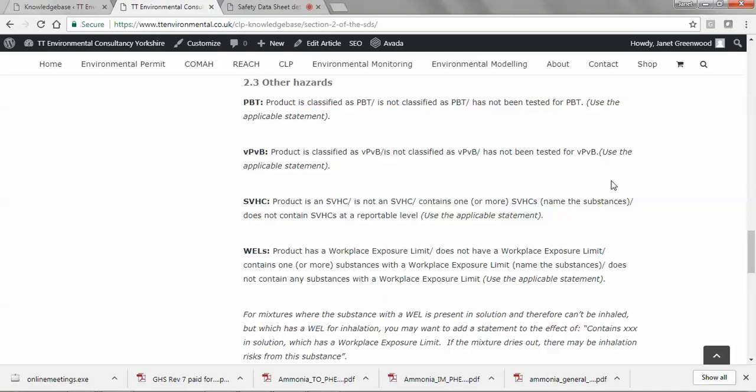I should say these headings, the PBT, vPvB, SVHC ones, are my completely non-mandatory subheadings. It's just something that will help you work through and make sure you've included everything. The workplace exposure limit you may want to identify here as well.